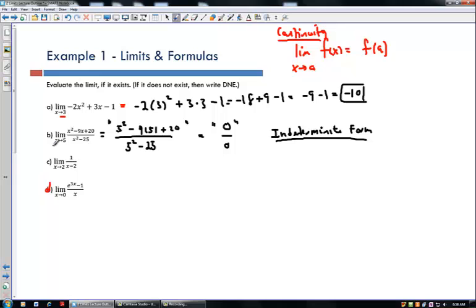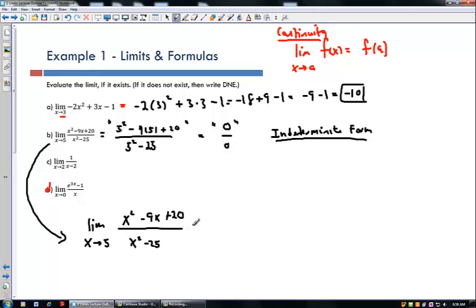And what we can do here, though, is some algebra. So I'm going to rewrite this down here: limit as x goes to 5 of x squared minus 9x plus 20, all over x squared minus 25. We can do a little factoring here, top and bottom, and you're going to see things are going to cancel. Whenever I see a quadratic, I'm trained to factor it. So you can factor the top: x minus 5 times x minus 4. And you can factor the bottom: x squared minus 25 is x minus 5 times x plus 5.